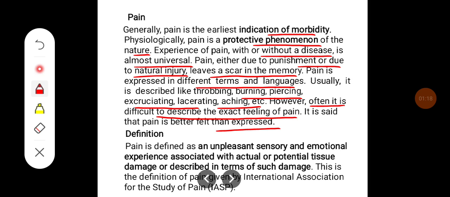Pain is defined as an unpleasant sensory and emotional experience associated with actual or potential tissue damage, or described in terms of such damage. This is the definition of pain given by the International Association for the Study of Pain.